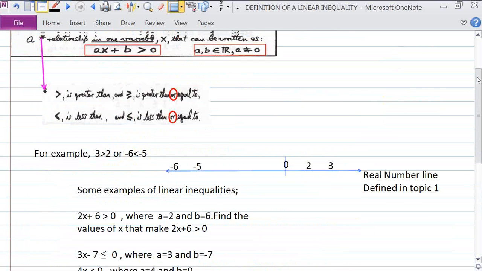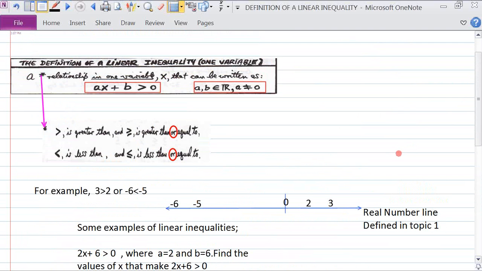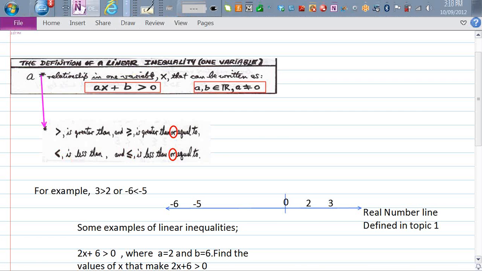So this completes just our basic definition of what a linear inequality is. Just to review here, this sign is greater than, this is greater than or equal to, this is less than, and this is less than or equal to.